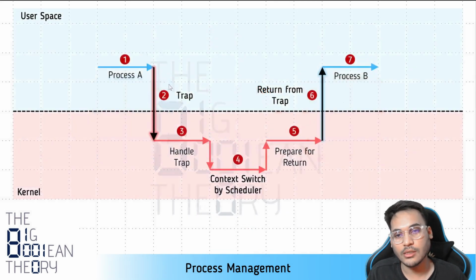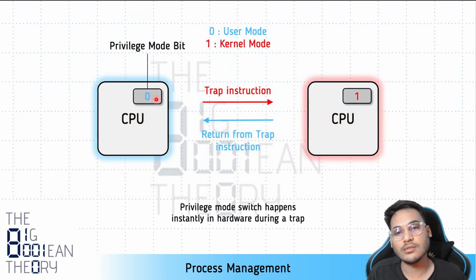So this diagram, if you see, during this switch, all of these happen in the hardware atomically as part of the trap instruction. So the trap instruction in the hardware changes the privilege mode. This is quite a fast event, changing the privilege mode. This action is quite instant. It happens in the hardware with one instruction, that is a trap instruction.